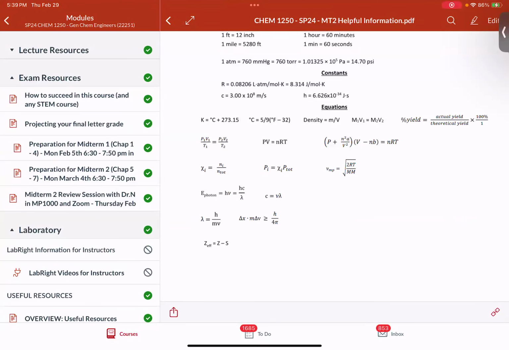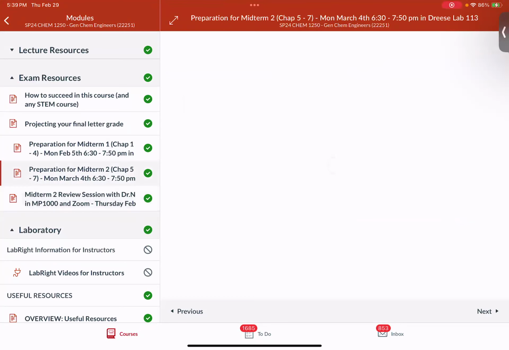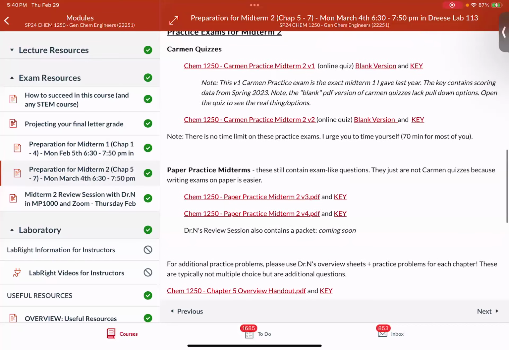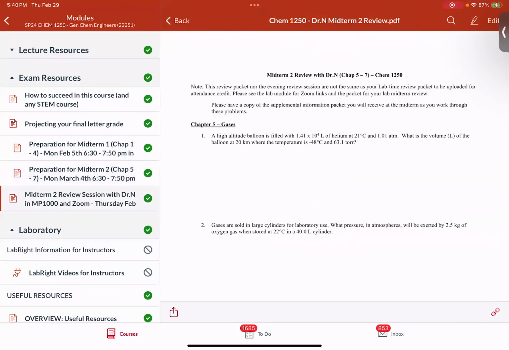It's in exam resources, and so for my midterm 2 review session, remember there are 4 practice exams for you to choose from, and then this is the review session. Oops, I forgot to fill in that link. That's my bad, but there's the link right there. Also, this is the packet. Again, this is not for lab credit. This is completely optional. This is just for your own benefit.